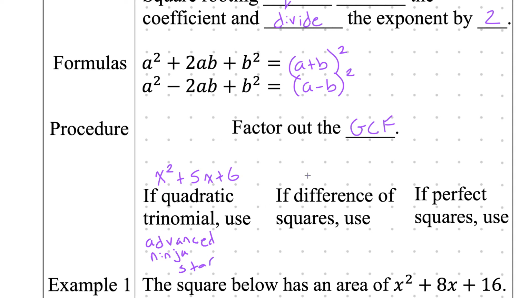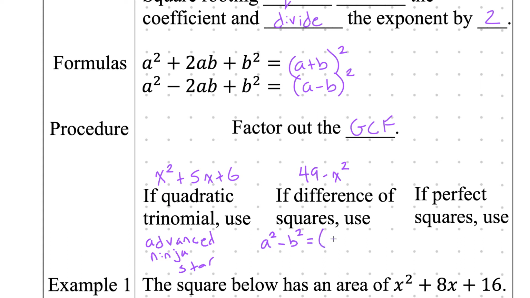Okay, if it's a difference of squares, like 49 minus x squared. If you see something that's a square minus another square, you're going to use this a squared minus b squared formula that someone is going to read to me right now, either from your notes or from your memory. Charles.